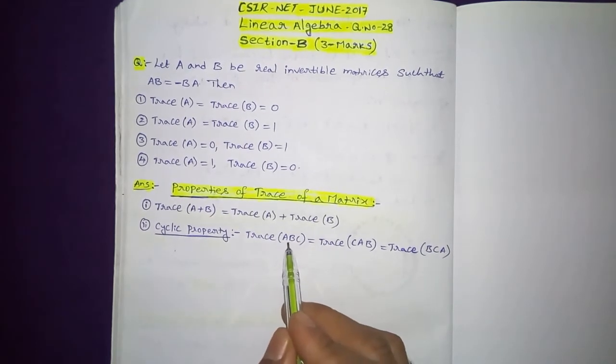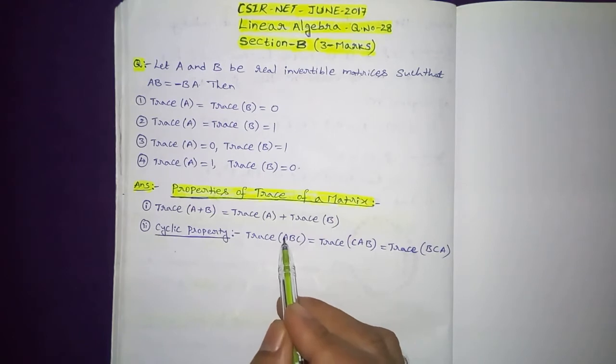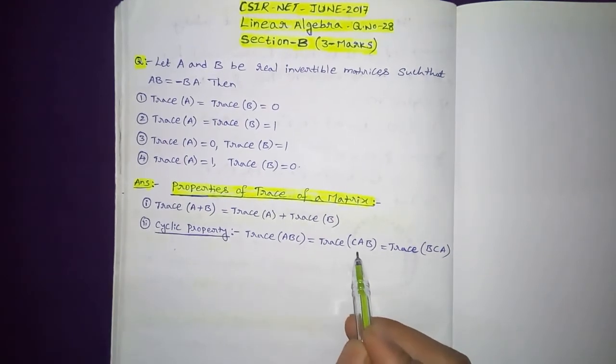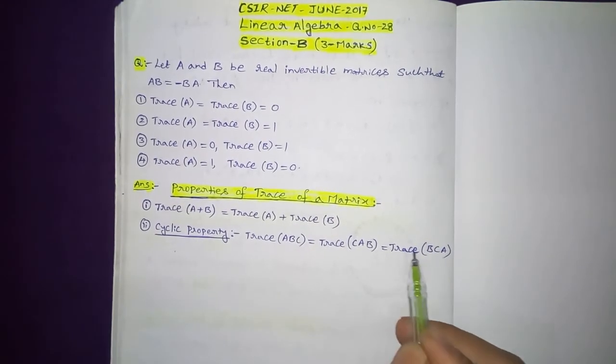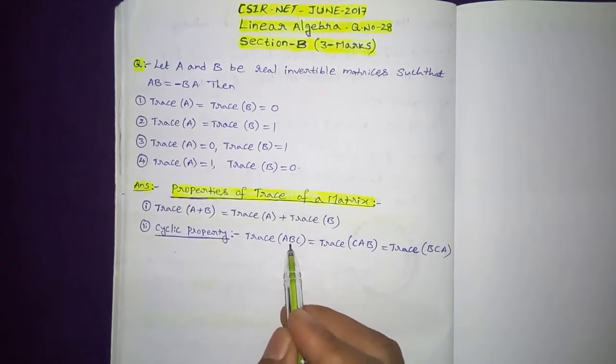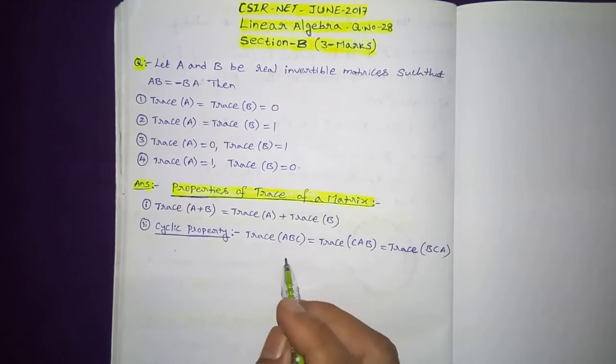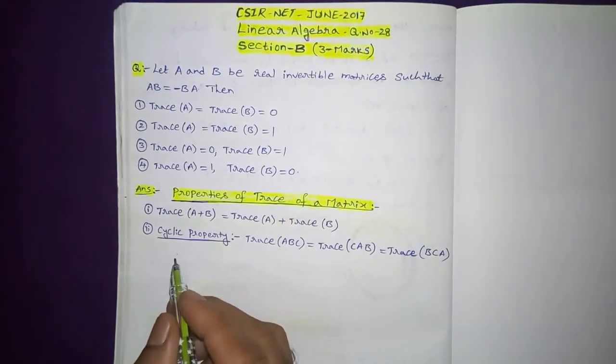That means trace of ABC is equal to trace of CAB. Similarly, trace of BCA. So we have to take the matrices cyclically, not randomly. Okay. Now, in the given problem, we have to check the options.